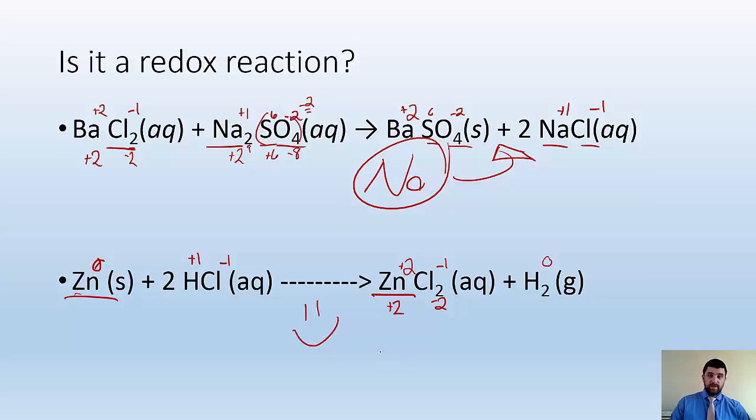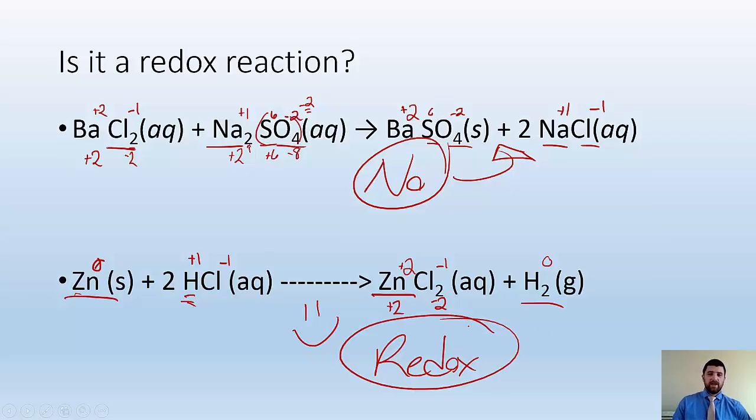That's a redox reaction. The only way that zinc could have gone up in charge is if something went down in charge. And if you take a look at the hydrogens, it went from +1 to 0. So we definitely have a redox reaction here.